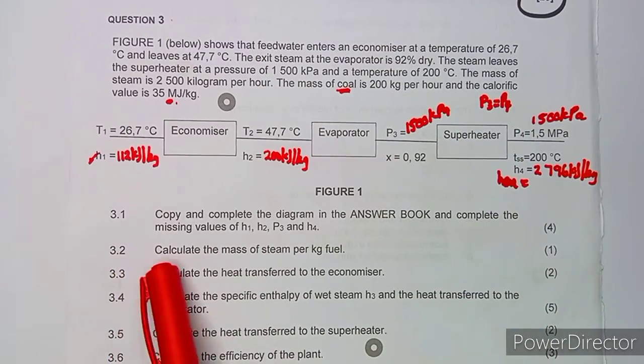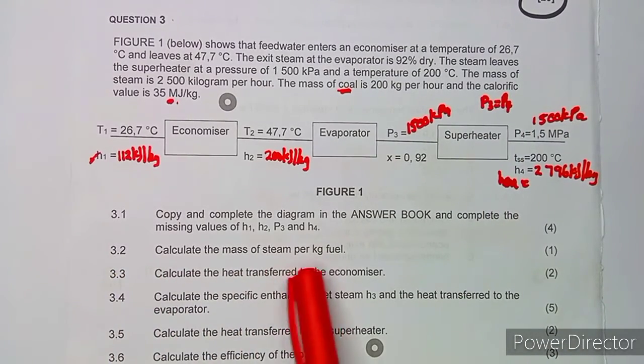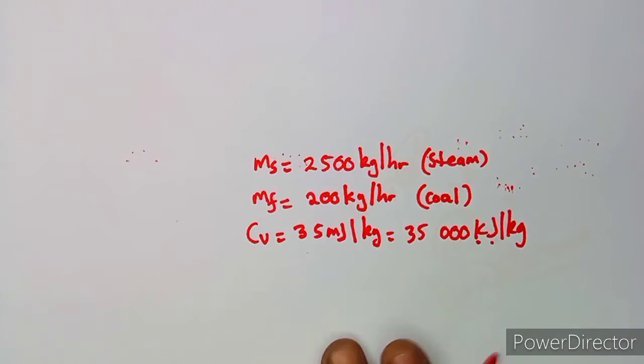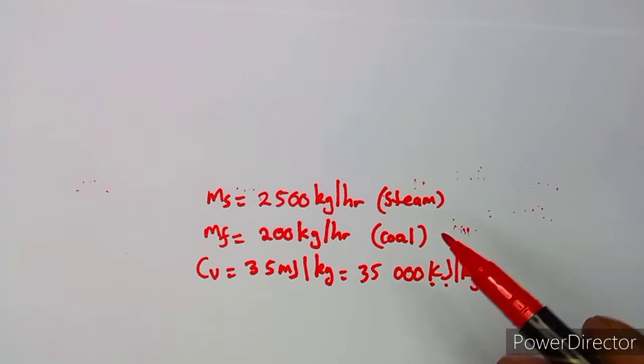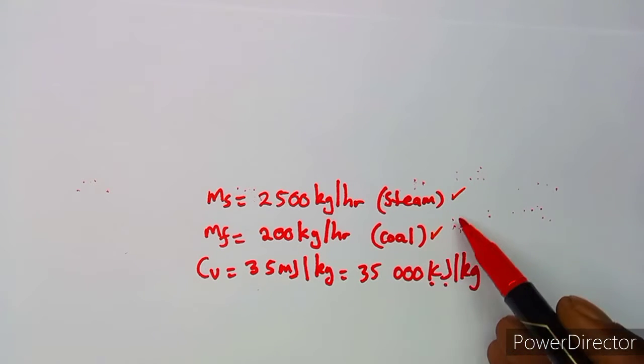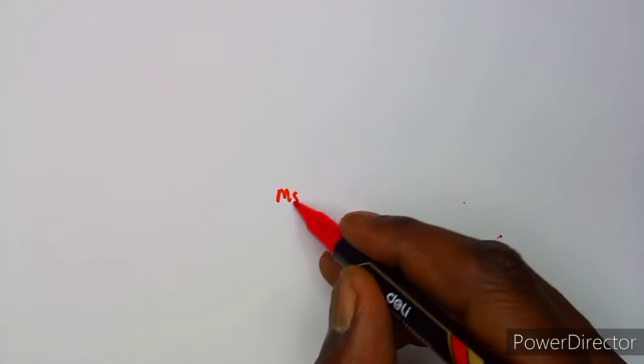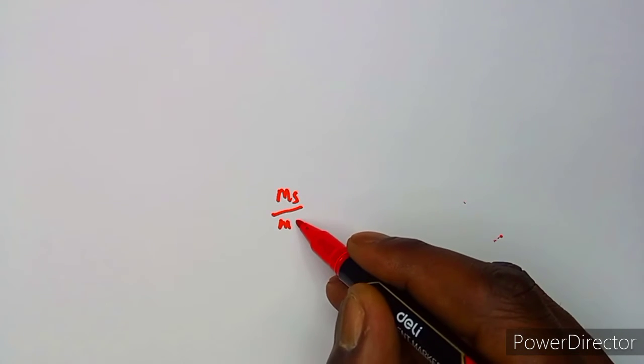Then 3.2, calculate the mass of steam per kg fuel. So this is direct, guys. Mass of steam per kg fuel, which means we simply need ms. So it's mass of steam over mass of fuel. That is what they simply mean. Mass of steam over mass of fuel.